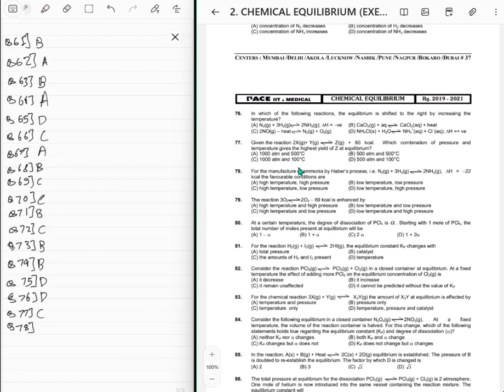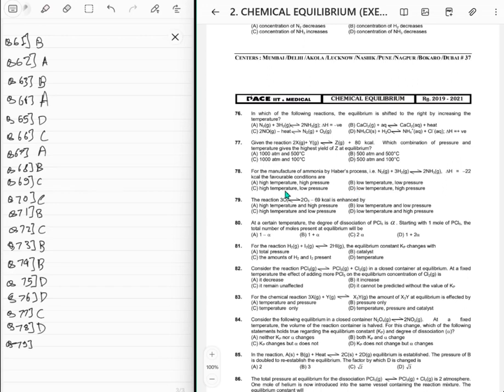For the manufacture of ammonia by Haber's process, delta H is negative. The favorable conditions are, right, more moles to fewer moles, the same thing as the previous one. Delta H is negative, it's exothermic, so that means least temperature and highest pressure. High pressure and low temperature. So D. 78D.